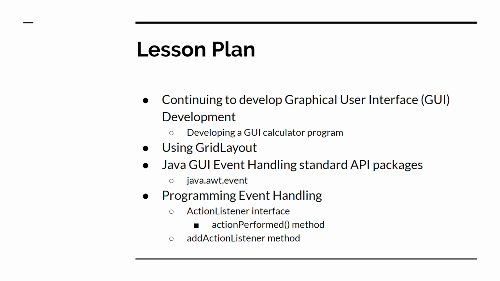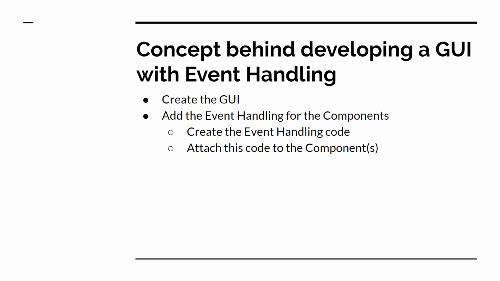Then once you do that, you have to call the addActionListener method for the component where you want to add the listener, and then you create an object of the class where you override the actionPerformed method, and you pass that object into the addActionListener method. So let's see how you do it.